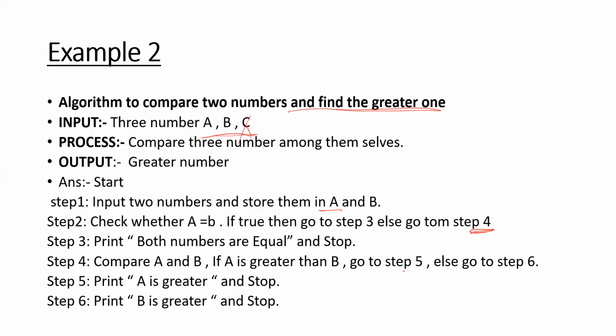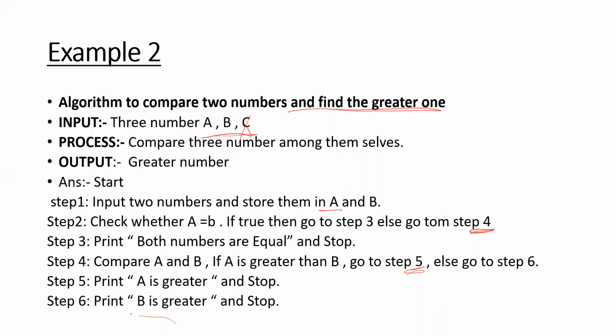If A is greater than B, go to the fifth step. Fifth step, A is greater, we are displaying. And if it is not, then go to the sixth, B is greater. If A is not equal to B and A is not greater than B, then obviously B is greater. So it is stop. So it is simply how we have to write things.